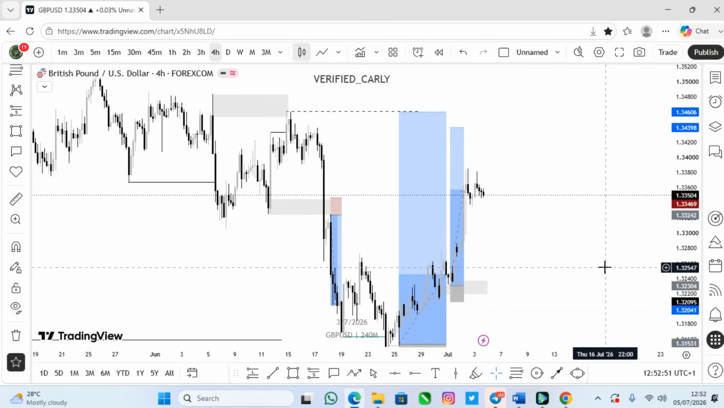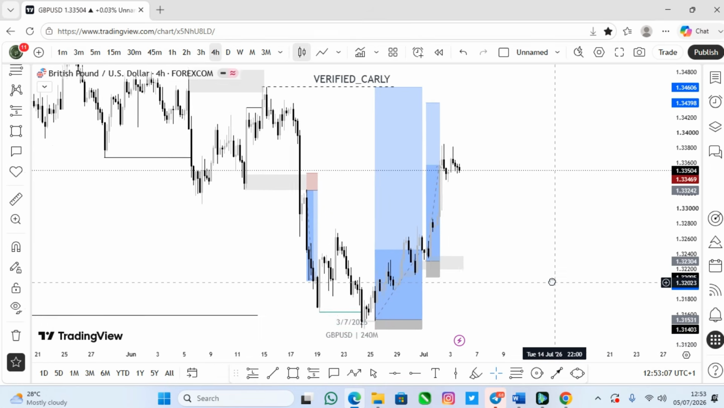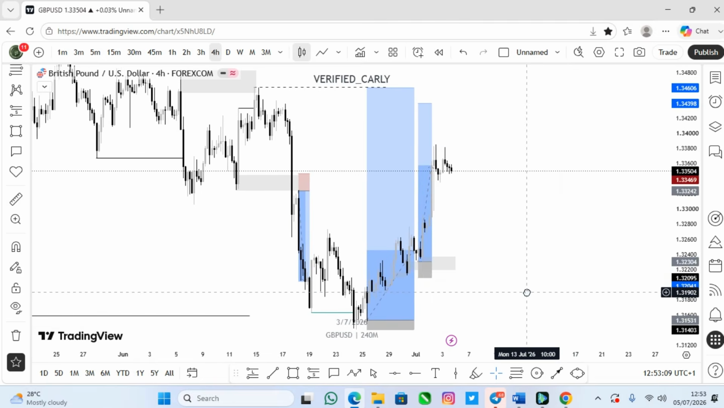A lot of traders spend hours looking for entries, but the entry is actually the last thing I think about. Before I enter any trade, I answer three questions. Where is price actually going? Where do I want price to react? And what confirms my idea? Today, I'll show you exactly how I answer these questions on this GBP USD trade.